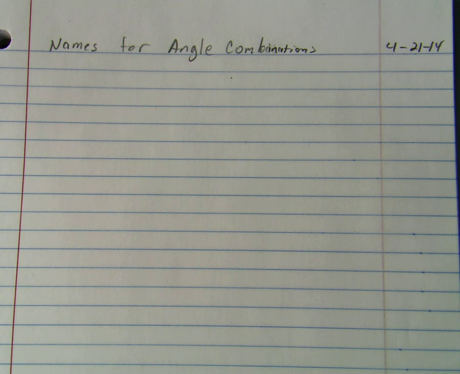Today we're learning about names for angle combinations. Those four topics are complementary, supplementary, vertical, and adjacent. I'll take you briefly through these topics. The definitions are also on the sideboard if this goes too fast for you and you need to copy them down.